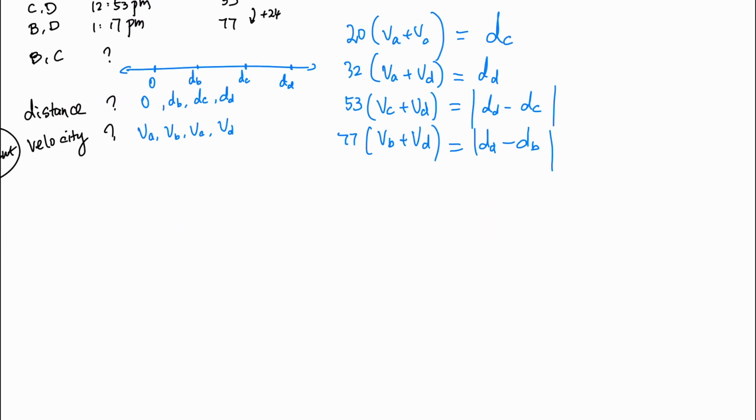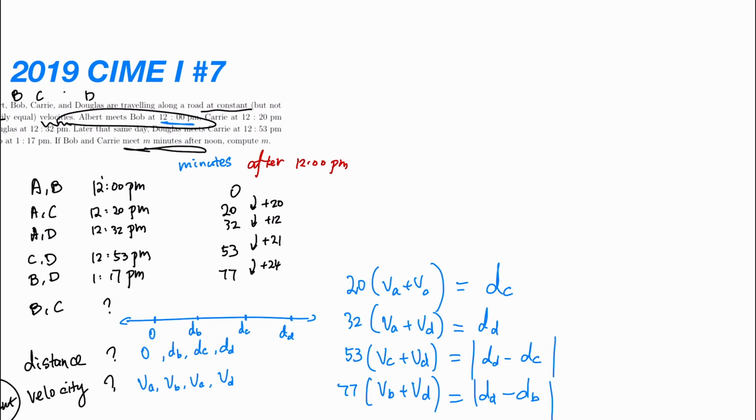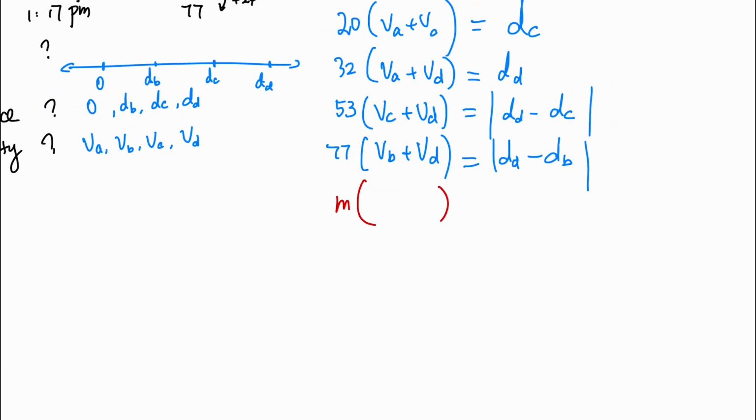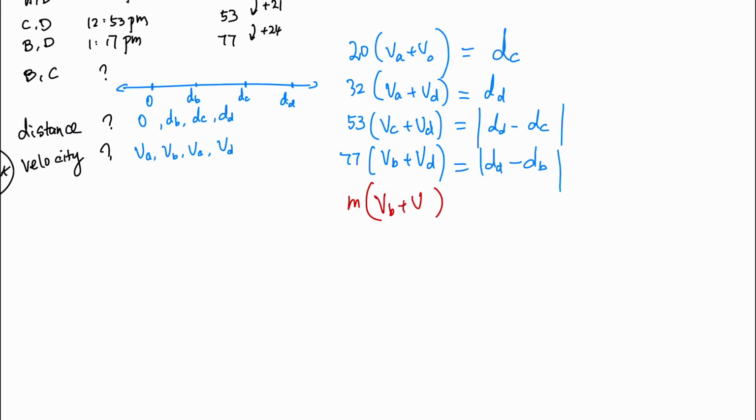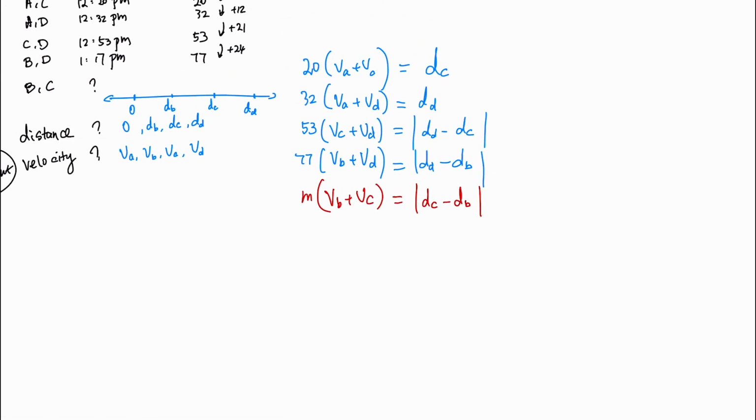Even if, because we want this value, the M that they give in the problem, M times this, B and C, that is equal to what? DC minus DB. Well, even if you can manipulate the algebraic expressions with all of these annoying absolute values to get the correct answer, it's going to be tedious and annoying, and we don't want to do that. That is not an optimal way of doing it.